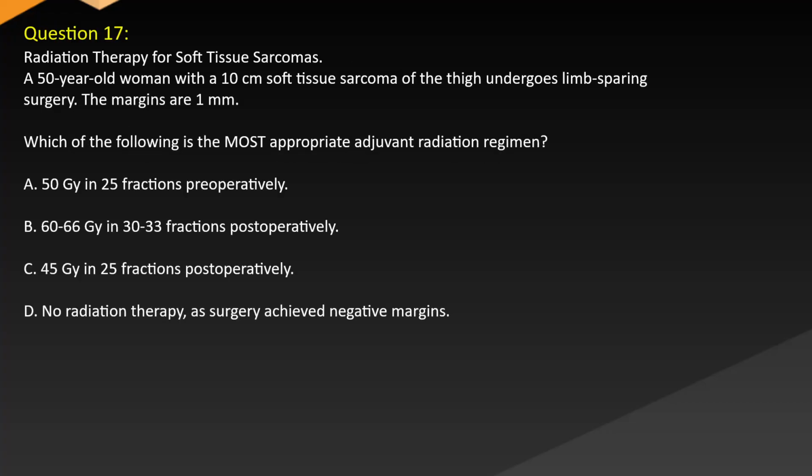Question 17. Radiation therapy for soft tissue sarcomas. A 50-year-old woman with a 10 cm soft tissue sarcoma of the thigh undergoes limb-sparing surgery. The margins are 1 mm. Which of the following is the most appropriate adjuvant radiation regimen? A. 50 Gy in 25 fractions preoperatively. B. 60-66 Gy in 30-33 fractions postoperatively. C. 45 Gy in 25 fractions postoperatively. D. No radiation therapy, as surgery achieved negative margins.